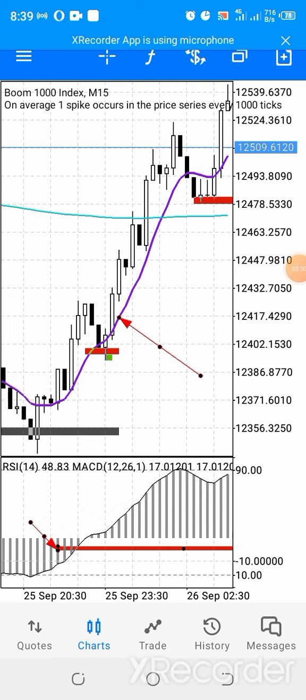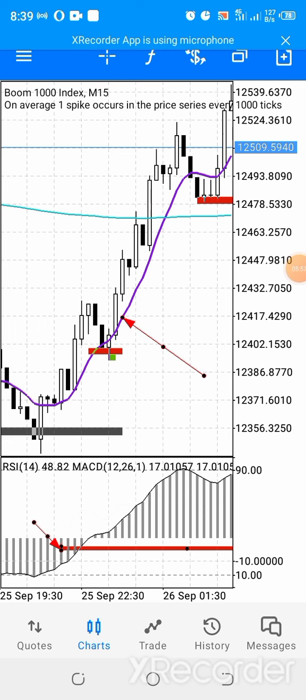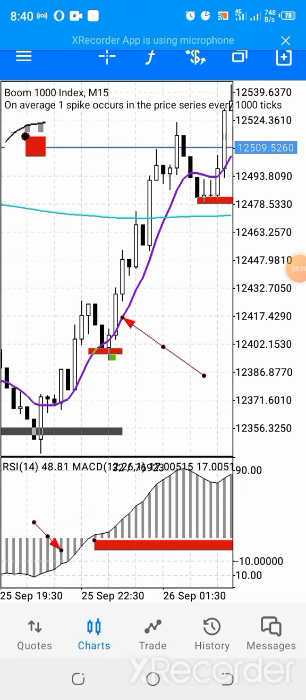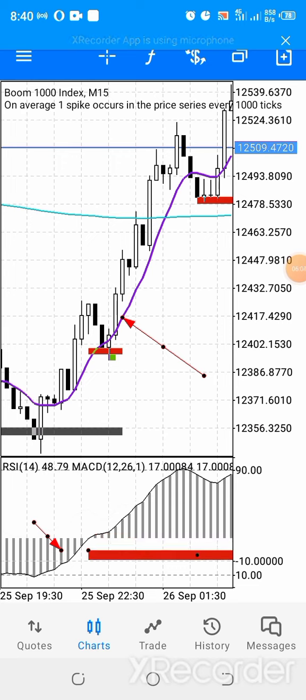Okay, so this is the strategy. First of all, the rule is, I said if you want to buy, make sure that the market has crossed for a buy. Okay, make sure the market has crossed for a buy. This is the cross. Please follow the arrow here. This market crossed here for a buy. Okay, now that's the first condition.